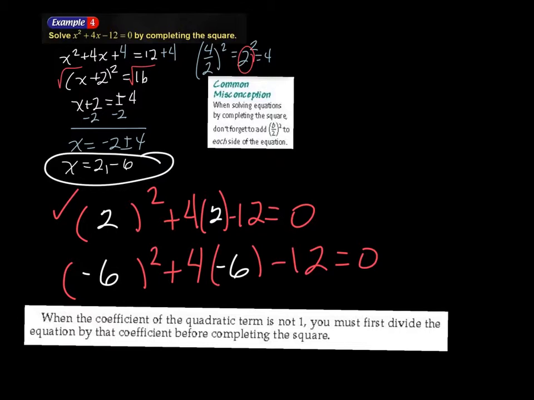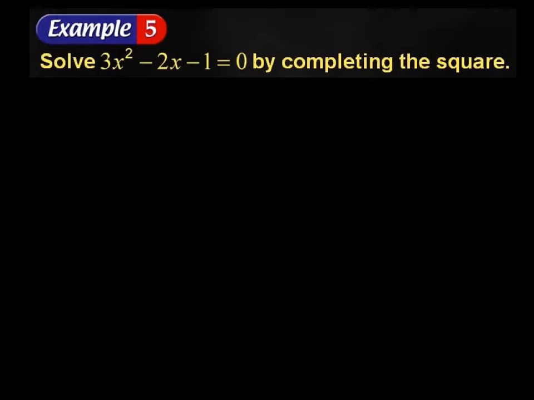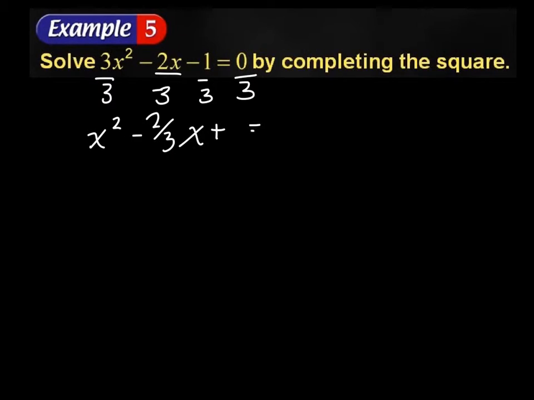The next problem adds one more step. When the coefficient of the quadratic term is not 1, you must first divide the equation by that coefficient before completing the square. And this problem adds a step to the last one. I don't like the 3, so I'm going to divide both sides of the equation by 3. So now I have x squared minus 2/3 x plus something equals, and I'm going to go ahead and add that 1/3 to the other side.